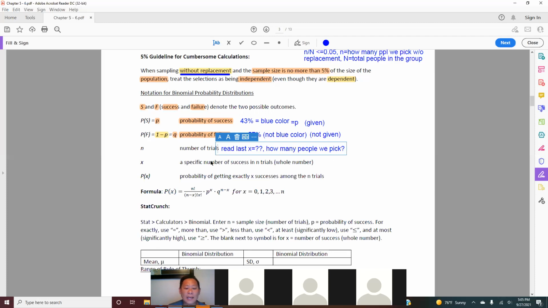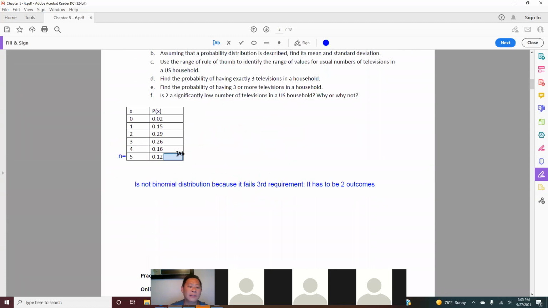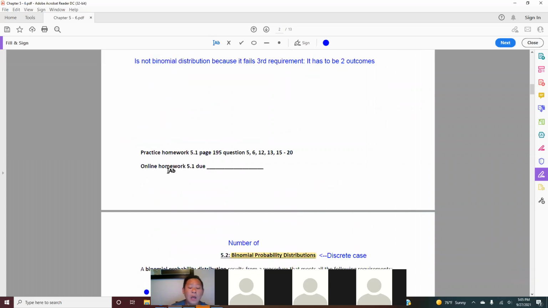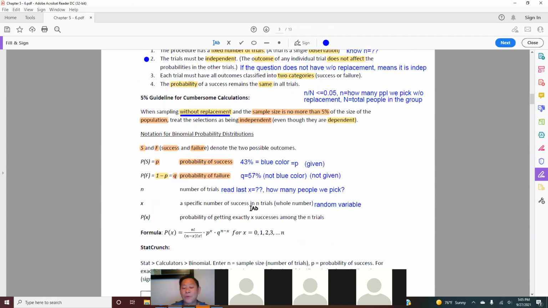X in this case is the number of successes in each trial. This is what we call your random variable. If you remember, when you draw the table here, this is X in this case. X will be 0, 1, 2, 3, 4. This is called a random variable, and N in this case is 5, the last number here. X is called the number of successes. Usually this X has to be whole numbers, 0, 1, 2, 3, 4, 5. In the questions, they will ask, if you pick 6 people, what is exactly 2, exactly 3? When you use the word exactly, that is when the X comes up.